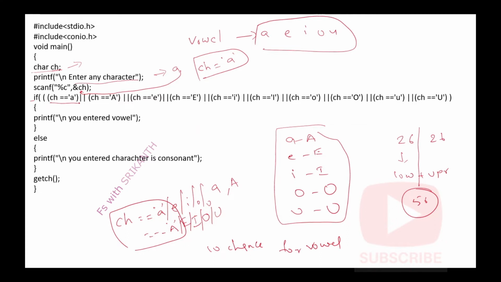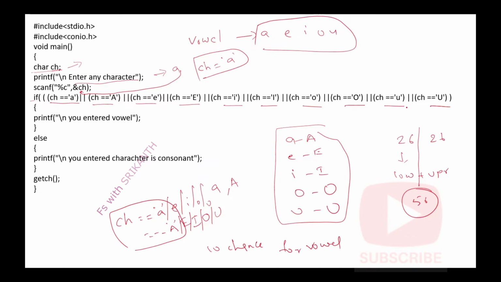If the first condition, second condition, third, fourth, fifth, sixth, seventh, eighth, ninth, tenth. In these 10 conditions, if any one is true, the condition is true, otherwise false. How do we check the 10 conditions? With the help of logical OR, we can confirm whether the condition is true or false.